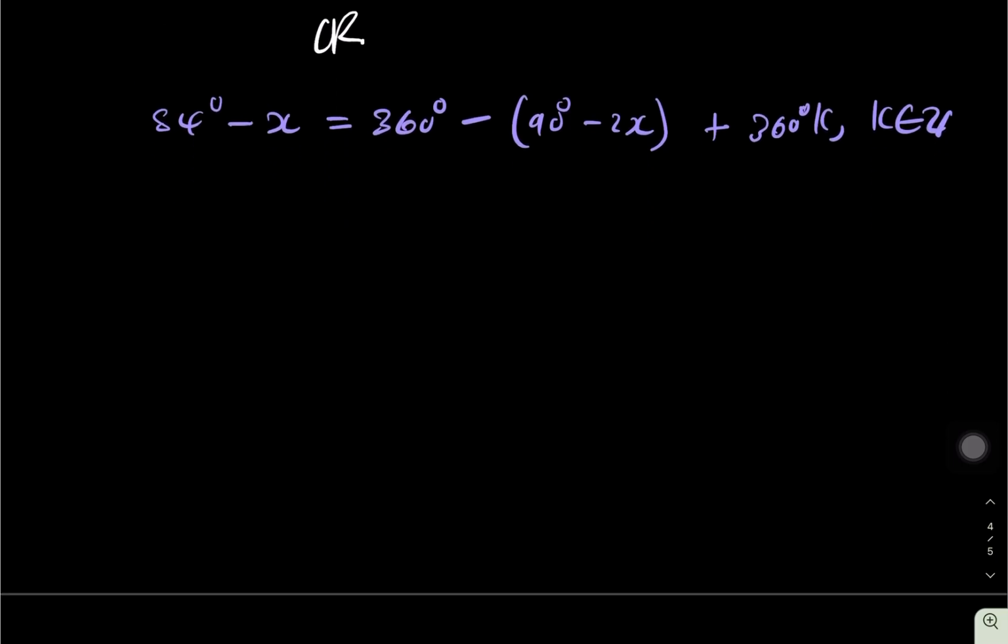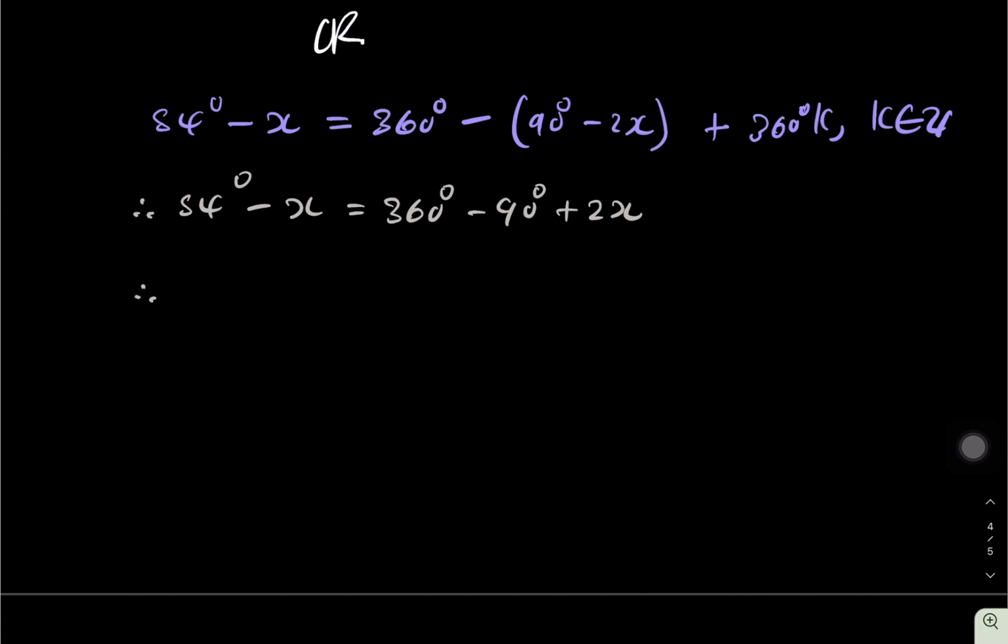I think from here it's you and the basic algebra. If you do it nicely, you'll have 54 degrees minus x equals 360 degrees minus 90 degrees plus 2x. If you solve for x, you can transpose everything. That is going to be minus 3x. 360 minus 90 is 270.